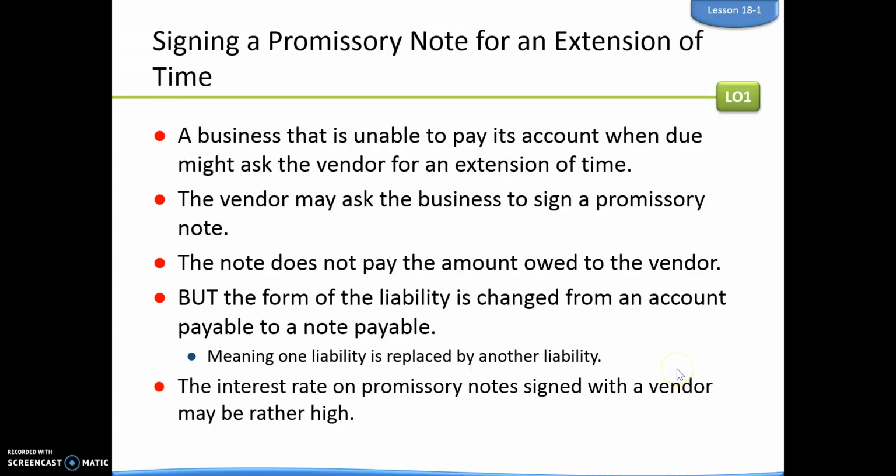What the note does is it does not pay the amount that's owed to the vendor. But the form of the liability gets changed from an account payable to a note payable, okay, which essentially just means that we replace one liability with another. Okay, the interest rate on the promissory note you sign with the vendor could be rather high.